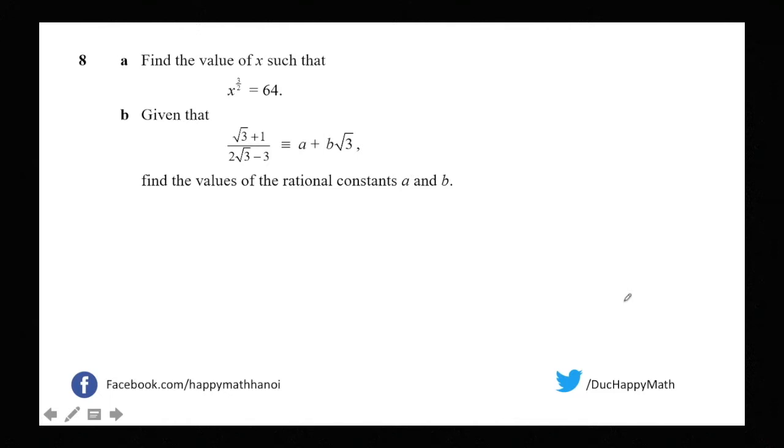Question 8. Find the value of h such that h to the power of 3 over 2 equals 64. So again, I will change the 64 to the base number with the value of h. The power I have here is 3 over 2. Okay, sorry. There is another way to solve this one.